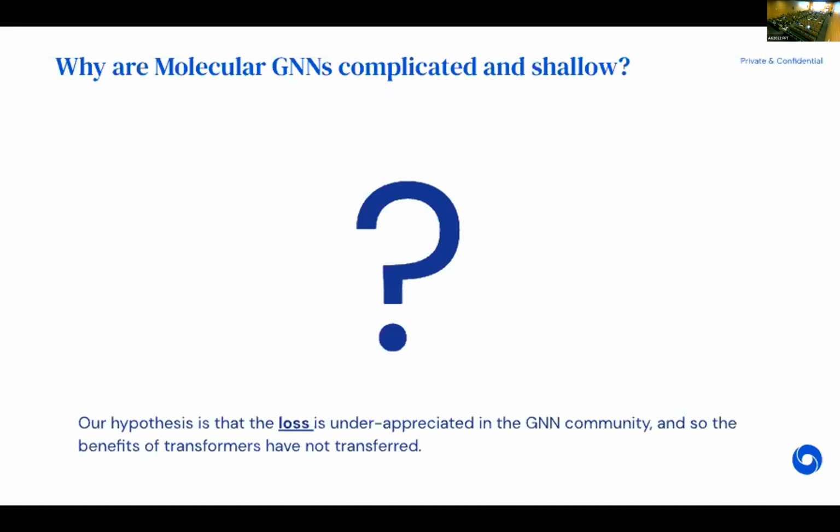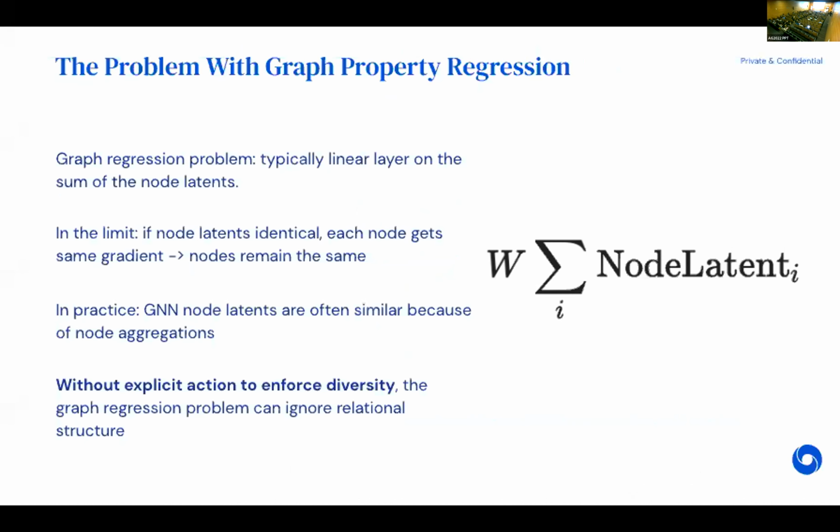The hypothesis we had in this work was that the loss is very important. The way that you train this is very important. This is the reason why you don't see the scaling laws that you see in transformers. You need something akin to your autoregressive language modeling loss. You want to take inspiration from that and try to find something that might give you similar characteristics.